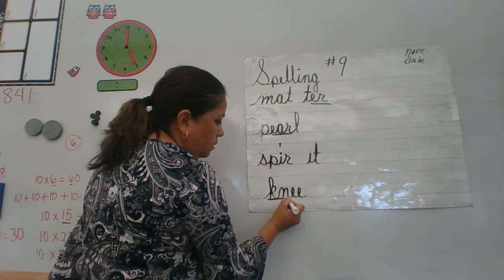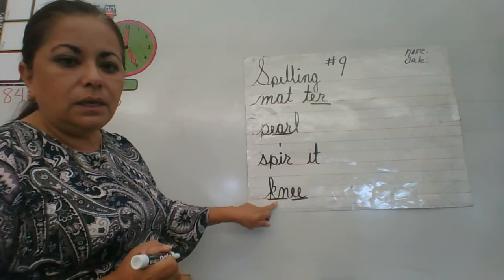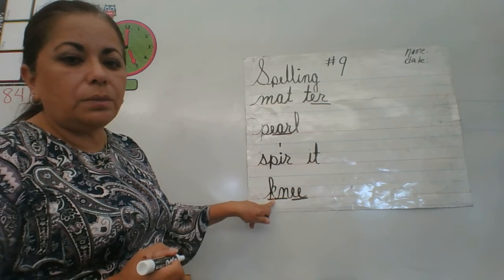Okay. So you have 2 phonograms. K, N, E. This is kn, 2-letter n. Use that only at the beginning of a base word.